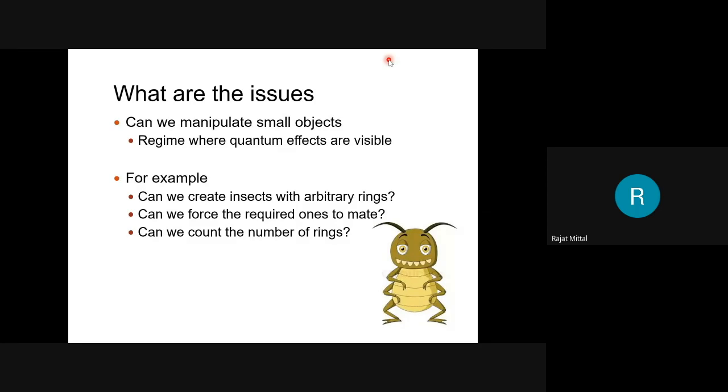Thankfully, I'm a theoretical computer scientist, so I don't have to worry about making a quantum computer. We are going to talk about, if there is a quantum computer, what can we get out of it?